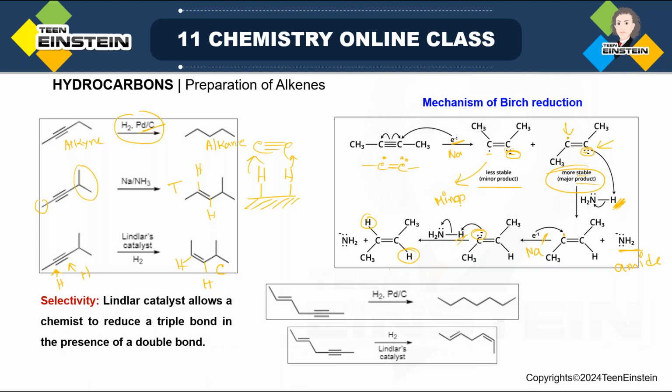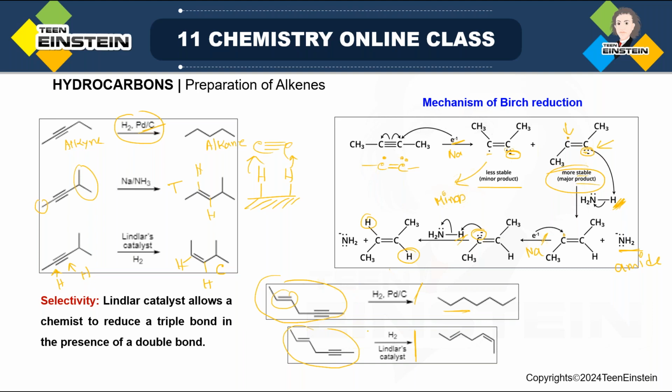Now one more thing we will see here: selectivity. Lindlar catalyst allows a chemist to reduce a triple bond in the presence of a double bond, but that you cannot do with normal catalytic hydrogenation. So see, the same substrate we have taken. In one case you are using normal catalytic hydrogenation, but here you are using the modified version, which is Lindlar catalyst. So this double bond is not intact in the product because H2, Pd/C is so reactive, the catalyst is so strong, all the other double bonds will also be reduced.